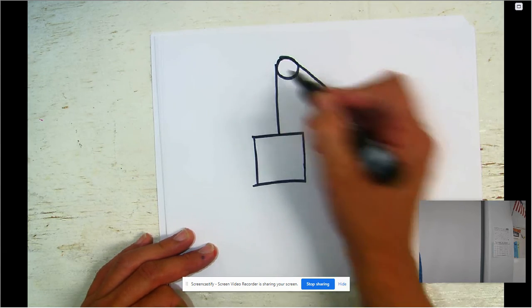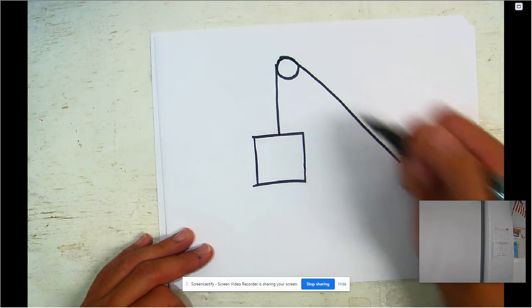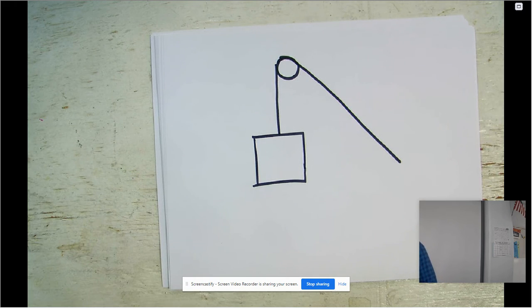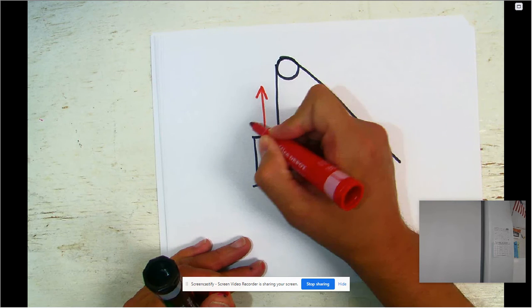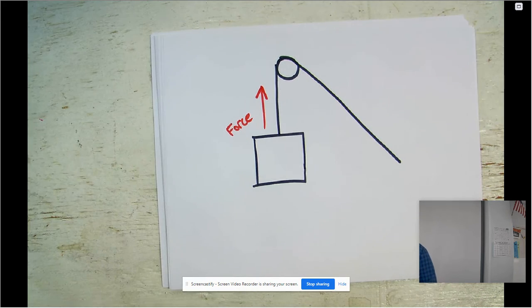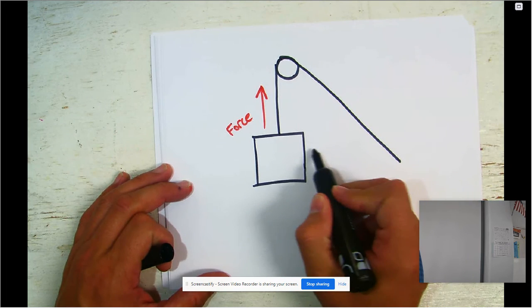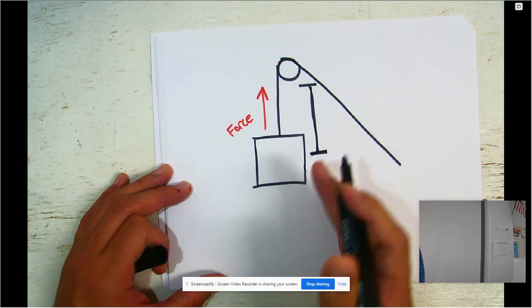So here's a pulley up here. We're going to pull this rope down here. So if we were to pull this rope or this string in this direction, the force, remember the string is holding on to it, so the force is in this direction. So here's our force pulling in an upward direction. What's the distance that this object moves? Well, think about it. If the force is pulling it up in this direction, the distance that the box moves is going to be vertical.